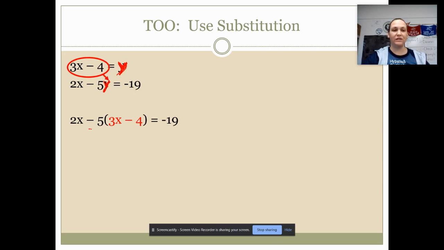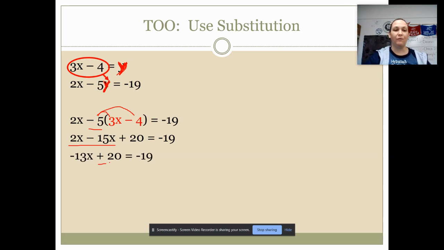In this problem, I will be distributing a -5. So make sure you do -5 times -4, which is +20. I'm going to combine like terms. I'm going to subtract the 20 to the other side. And finally, I will divide by the -13. And I get my first of two answers. This time, I found my letter x first. X is 3.